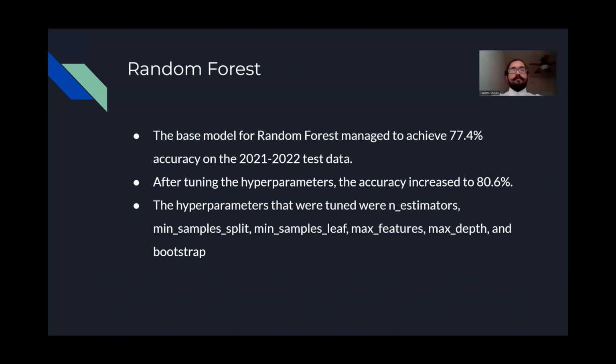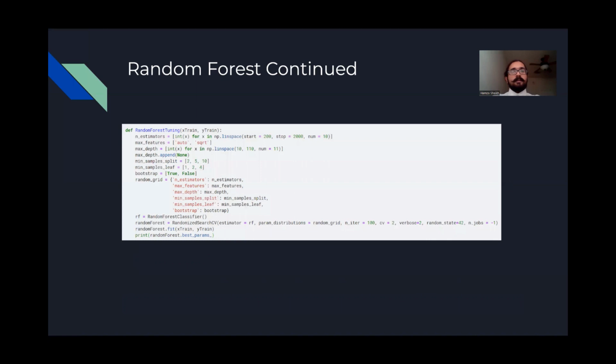The next model that we tuned was the random forest model. So the base random forest model managed to achieve a 77.4% accuracy on the 2021 and 2022 test data. After tuning the hyperparameters, as you can see on the screen, the accuracy managed to increase to 80.6%. And this was the tuning machine we used for the random forest.